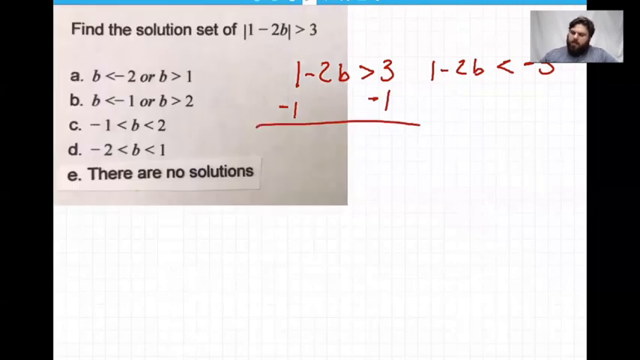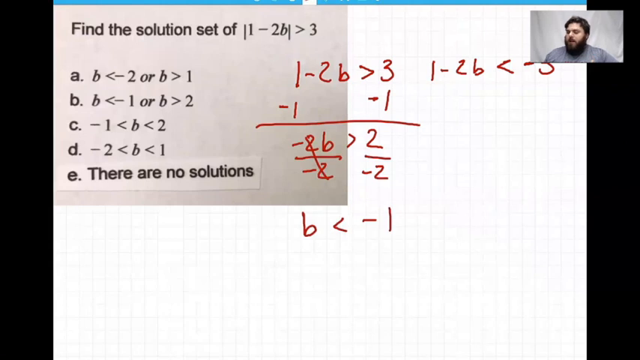If I subtract 1 from both sides, I get -2b is greater than 2. When I divide by -2, I have to flip the sign, right? Because I divided by a negative, and that leaves me with b is less than -1.